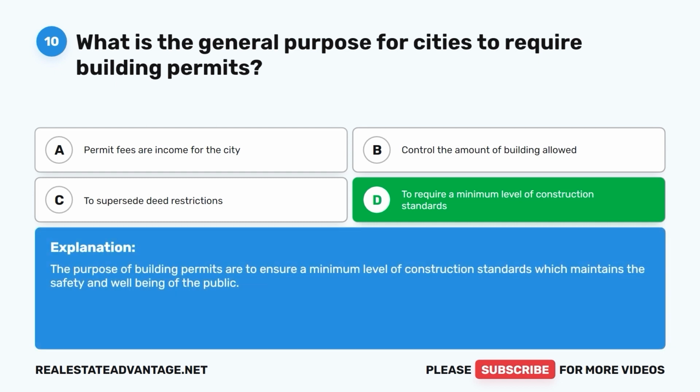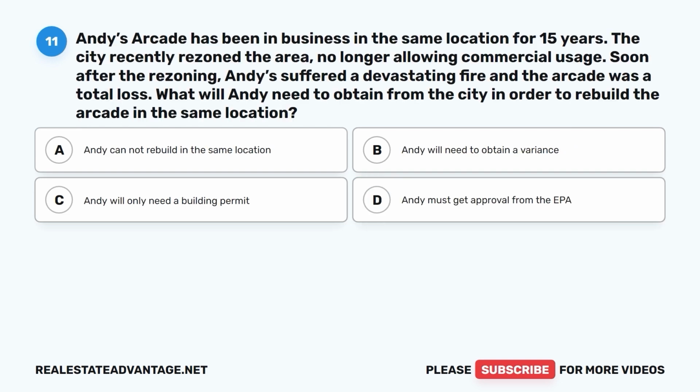The purpose of building permits is to ensure a minimum level of construction standards which maintains the safety and well-being of the public. Question 11. Andy's Arcade has been in business in the same location for 15 years. The city recently rezoned the area, no longer allowing commercial usage. Soon after the rezoning, Andy's suffered a devastating fire and the arcade was a total loss.